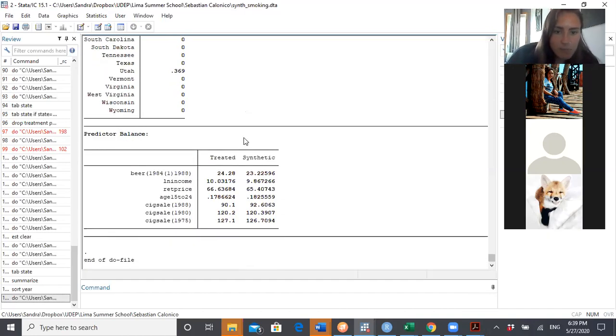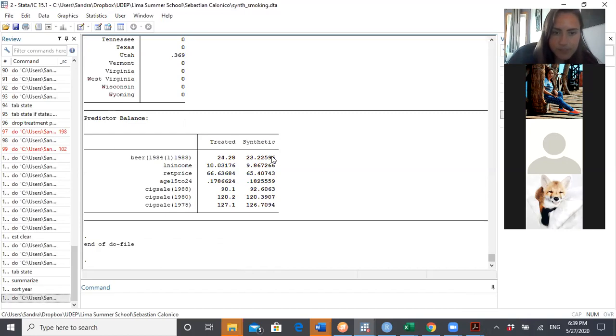And then it shows predictor balance. So this is the balance table. You have your treated and synthetic. They're slightly different, but it's not bad. Okay, so that's your balance table.